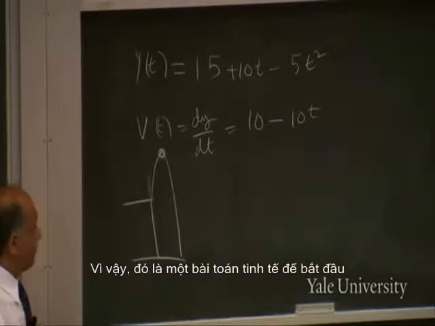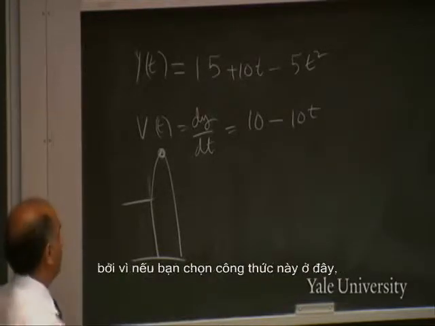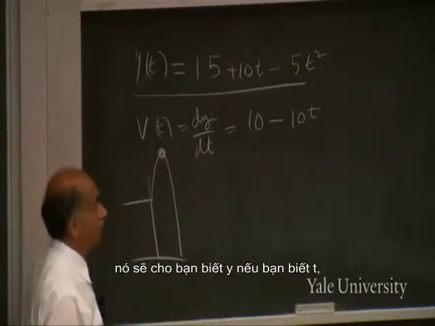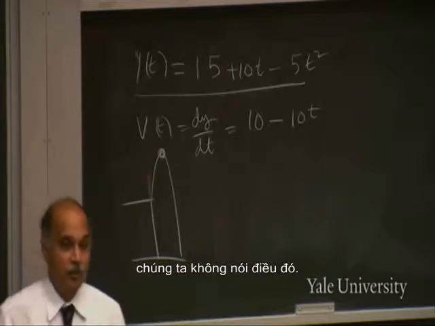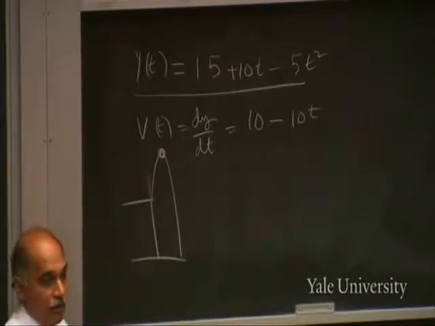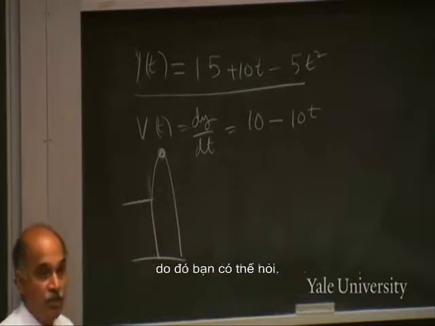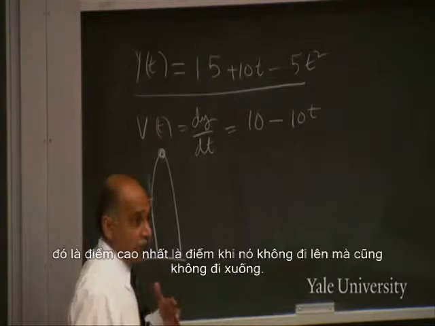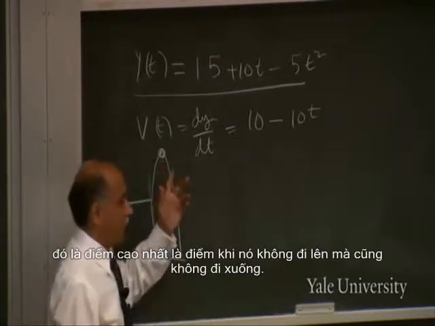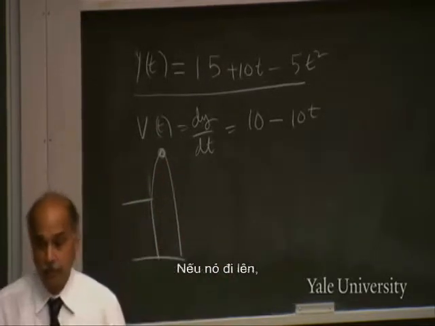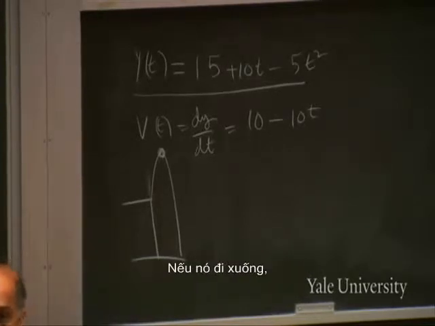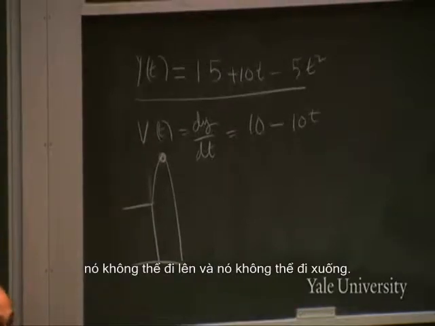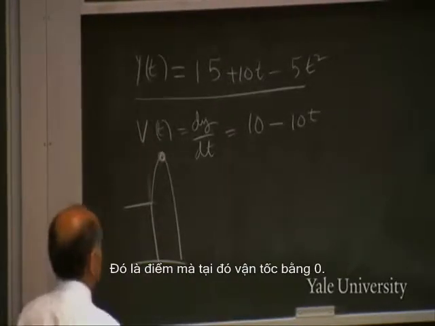So that is a tricky problem to begin with, because if you take this formula here, it tells you y if you know t, but now we are not saying that. We don't know the time, and we don't know how high it's rising, so you can ask, how am I supposed to deal with this problem? Then you put something else that you know in your mind, which is that the highest point is the point when it's neither going up nor coming down. If it's going up, that's not the highest point. If it's coming down, that's not the highest point. So at the highest point, it cannot go up and it cannot go down. That's the point where velocity is 0.